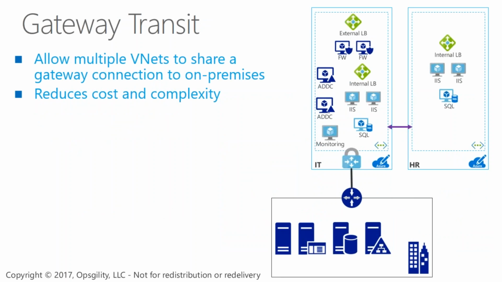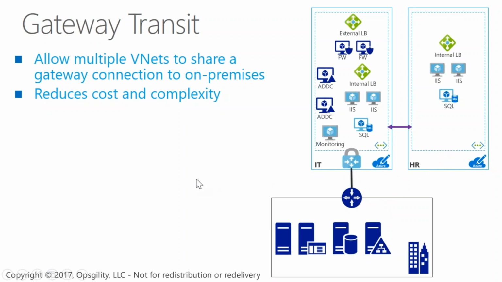Now, another scenario that is quite useful is what is called gateway transit. In this case, you see I have an IT subscription and an HR subscription, both with their own VNets. But notice that there's a virtual network gateway that is defined between the IT virtual network here and an on-premise environment here. Well, in the past, I would have to set up the same thing from HR. I'd have to set up another gateway to connect into that on-premise environment.